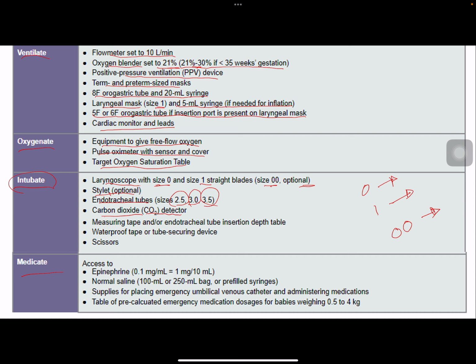CO2 detector, and you need to know the color change, which is the purple or the yellow. So measuring tape, endotracheal tube insertion, waterproof tape, and scissors. All right. So medicate: access to epinephrine 0.1 milligram per ml, which is 1 milligram per 10 ml, normal saline 100 ml or 250 ml bag or pre-filled syringe. Supplies for placing an emergency umbilical venous catheter, UVC, and administering medications. So a table of pre-calculated emergency medication dosages for babies with a weight between 0.5 to 4 kilograms.